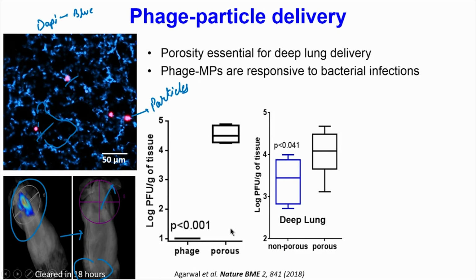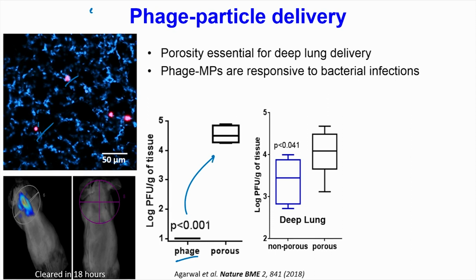And then they show that the porosity is actually essential. So, if they make the same size particles which are non porous, and then they insufflate those particles into the mouse lungs, what they find is, first of all, if they compare it with a free phage, the porous particles are able to give a very high titer of phage to the lung. So, the experiment is done that you have insufflated either free phage or phage loaded on the porous particle, equal amount, and then you homogenize the lung and titer for how much phage is present in those homogenates, and you find that it is almost 4 orders of magnitude higher with the particles.